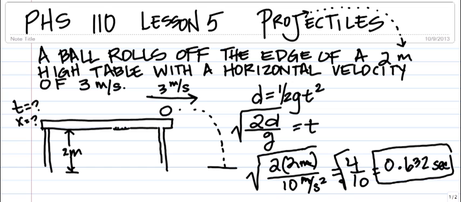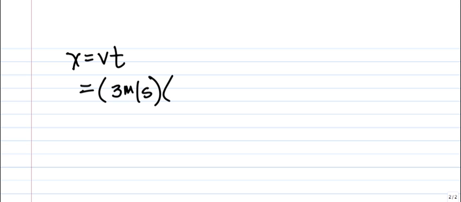I'm going to clean our page here, and we can use that 3 meters per second and our time to determine our distance. So we can use the equation distance equals velocity times time. In this case, this x is our horizontal distance, before we used d for our vertical height above the floor. We know that our ball was rolling 3 meters per second in the horizontal direction, and we know it's going to take 0.632 seconds for it to fall here. Let me add in a little second there.